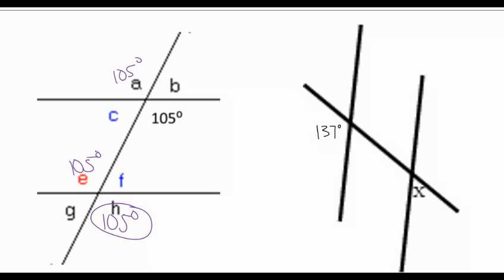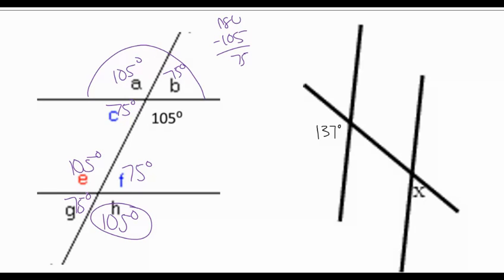So I can look up top, look at angles A and B, and I can see that they create a straight line. They are supplementary angles. They have to add up to 180. So I can do 180 minus 105 and figure out that angle B is 75 degrees. And if I know angle B, I know angle F is also 75 degrees because they're corresponding angles. Finally, angles B and C are both going to be 75 because they're vertical angles. Same thing with F and G. And I've successfully figured all those out.